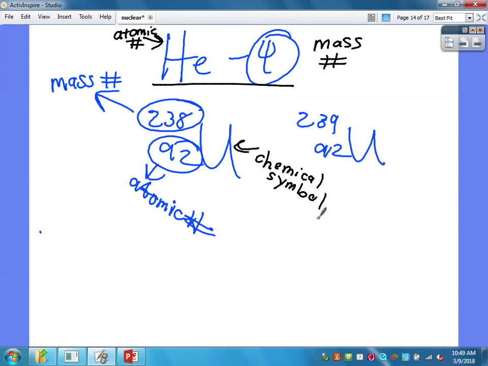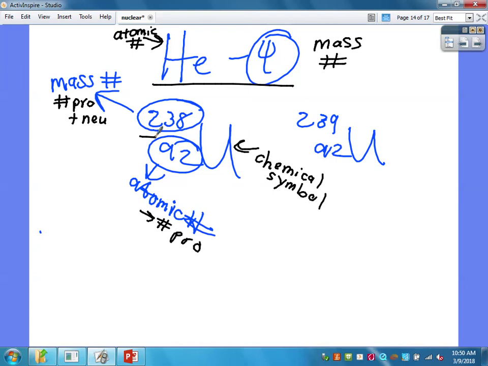So this is the best way to kind of write out an abbreviation for an atom because you have all the information now. You know what the atom is. You know the number of protons. Again, that's the atomic number is the number of protons. And then the top number is the number of protons and neutrons. So how can I figure out the number of neutrons?